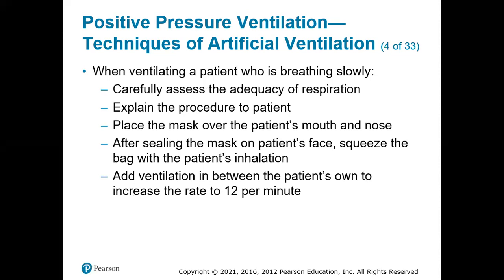If they're breathing too slowly, once again, if they're still alert and talking to you, explain what you're doing. Tell them that they're not getting enough oxygen in their body. You're going to add ventilation in between the patient's own. So if your patient's only breathing 6 or 8 times a minute, you're going to provide some ventilatory technique in the middle. If they're breathing real slow, you're going to want to make sure you get 10 to 12 breaths in total per minute.